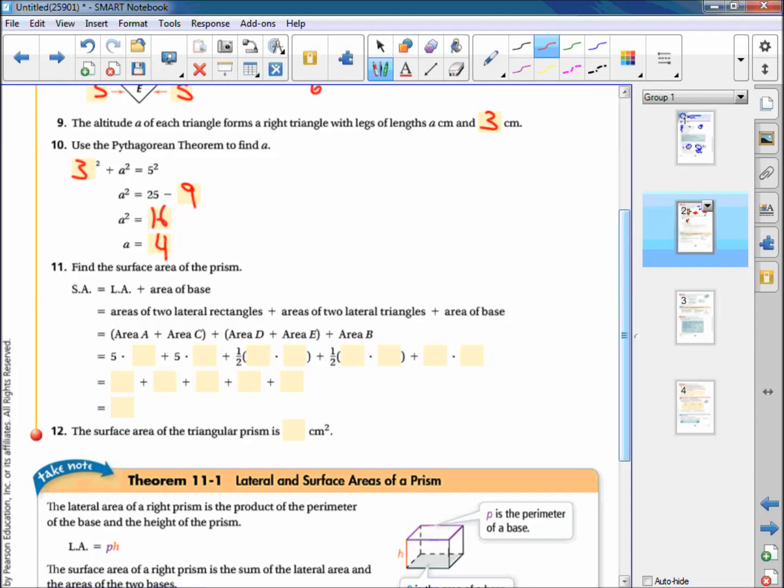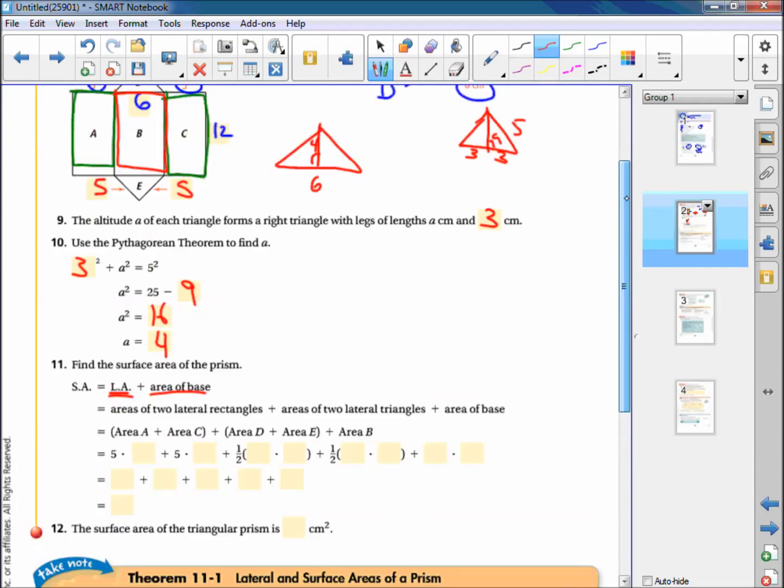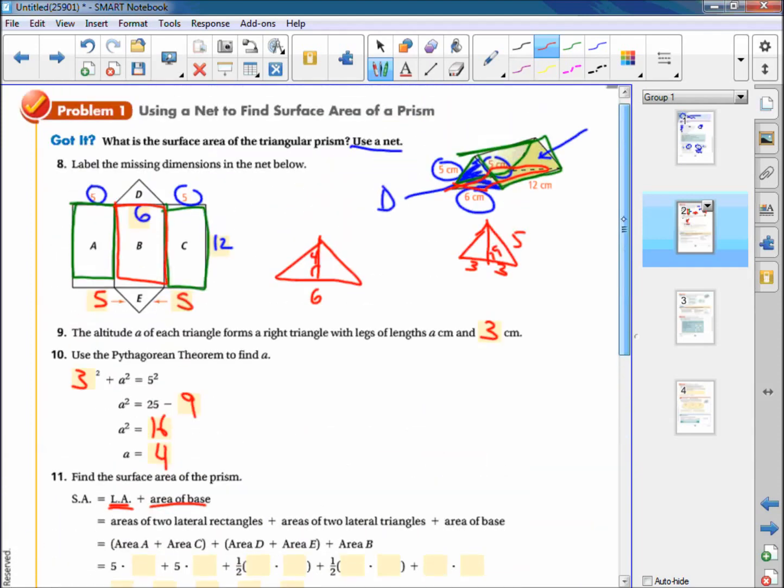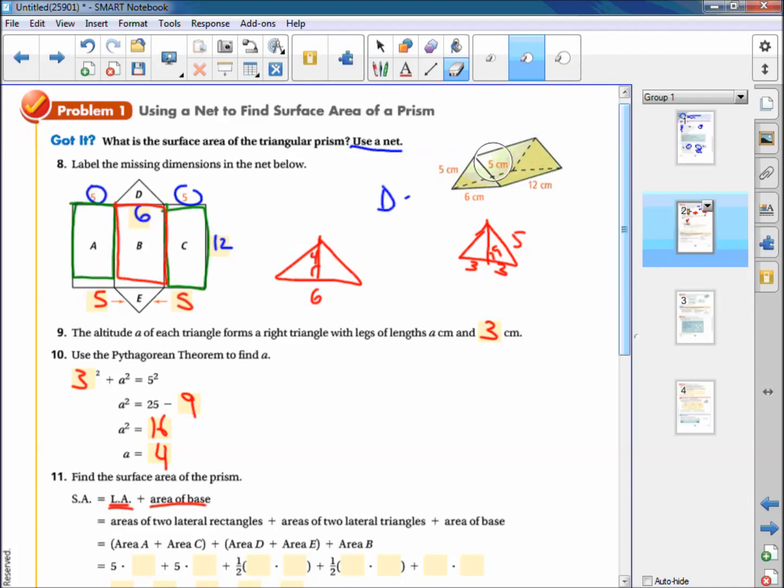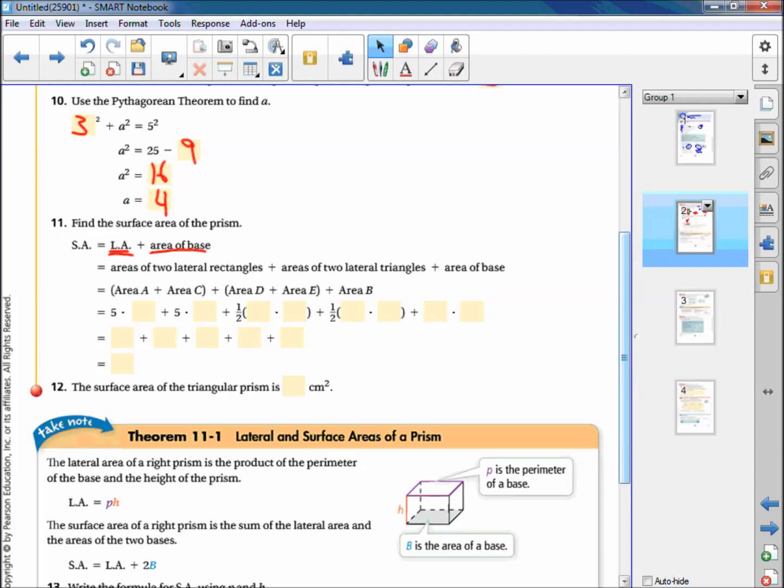I don't like how they write this lateral area plus the area of the base. Technically, for a prism, the base should have been the triangle. This is a prism knocked on its side. But what they're saying in this case is we're going to find the bottom's area. Then we're going to find all of the other areas, which are two triangles and two other rectangles that go around the bottom. So the areas of two lateral rectangles plus the area of two lateral triangles plus the area of the base is what we're looking for.